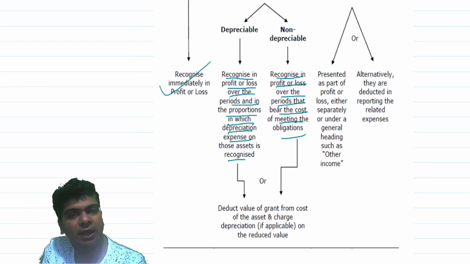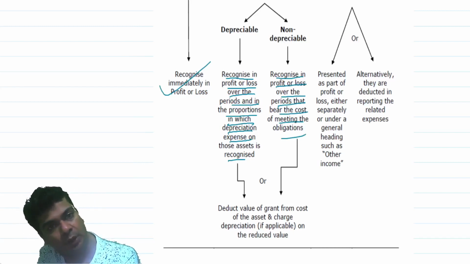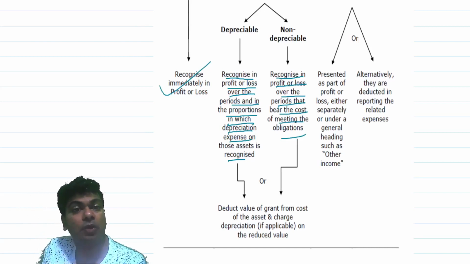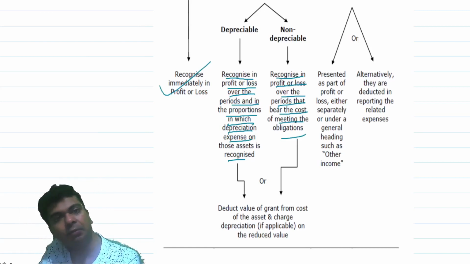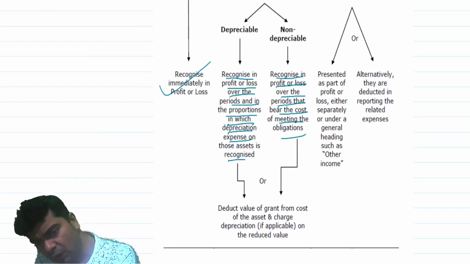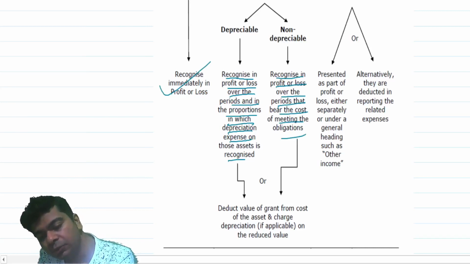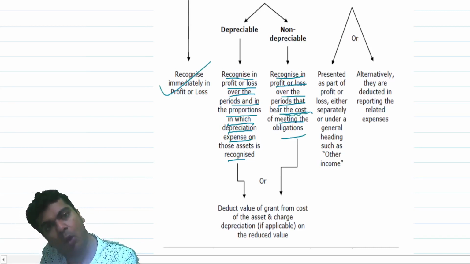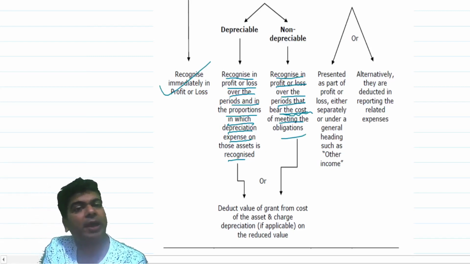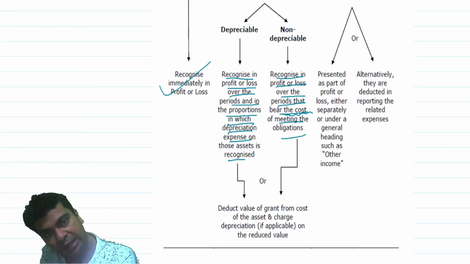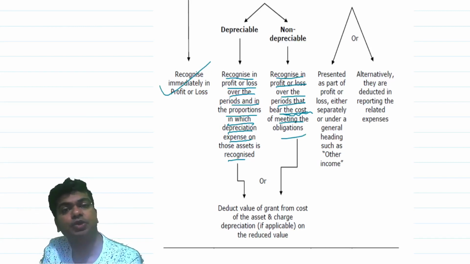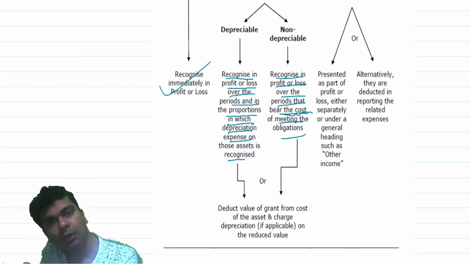Although it is not given in Ind AS 20, I will just add to it that if no systematic base is available, you will have to go for straight line method. Simple, isn't it? If you are not getting any clear-cut method, Ind AS 20 says that you should do it for the period when you are bearing the cost of meeting the obligation. But if you are not in a position to accurately project what those costs will be, what those benefits will be, then you can follow straight line method. It's not given in Ind AS 20. I am saying this because this is how a systematic base can be developed.